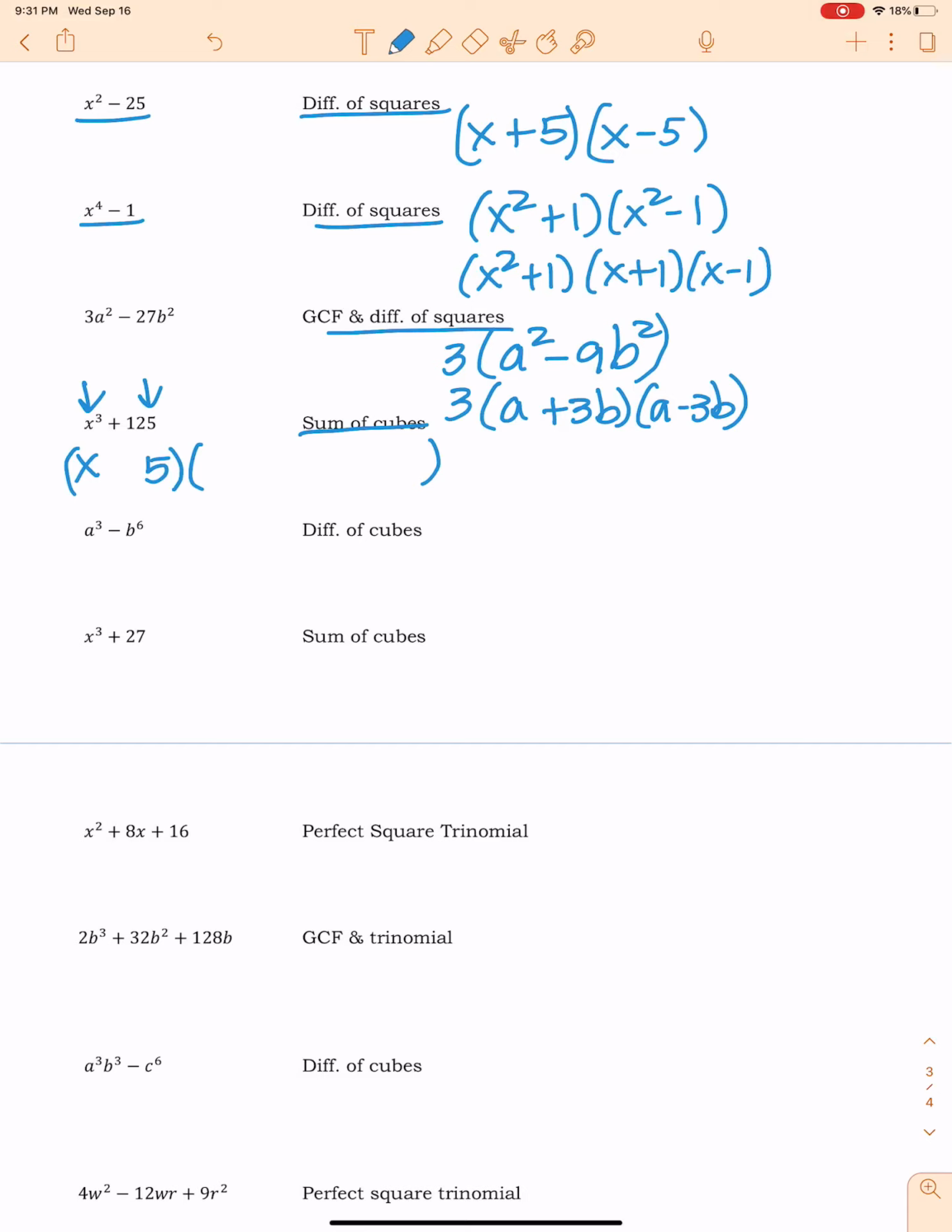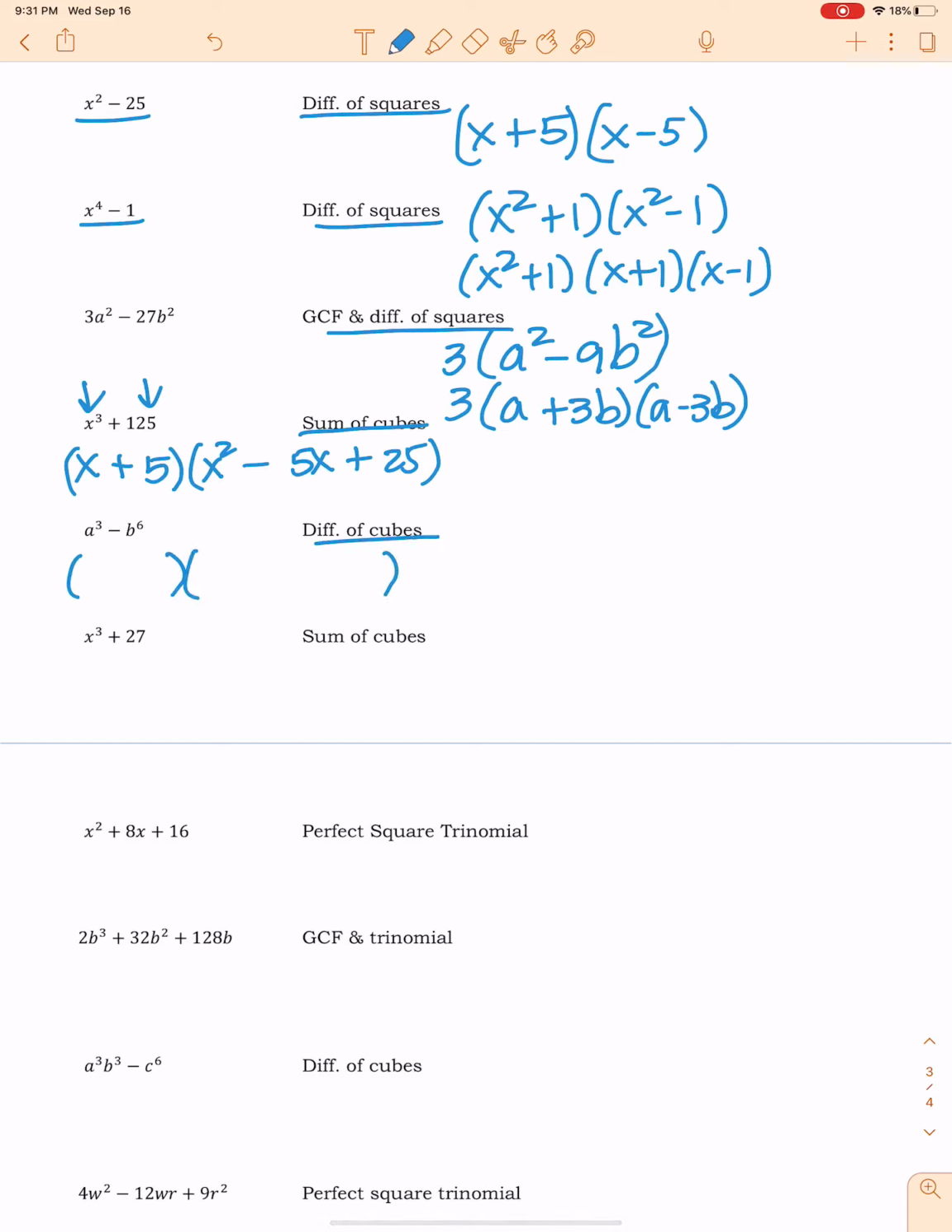Okay, so our sign is a positive. I square the first term. I multiply the two terms together. I square the last term. Opposite sign, positive. Every time it's that way. Every time.